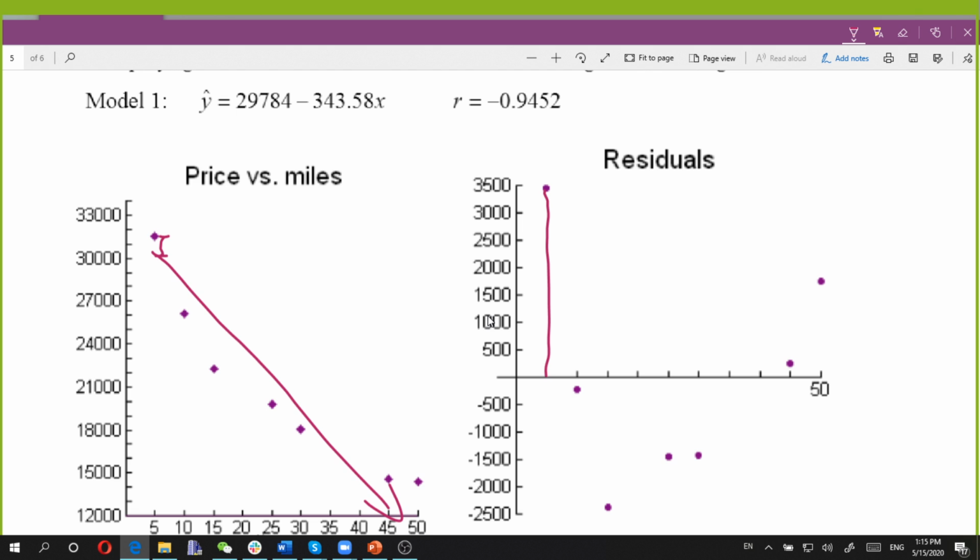So I've got a lot of distance right now above my best fitting line. You can see I've got negative residuals for the next 4 points, and then positive residuals for the last 2.